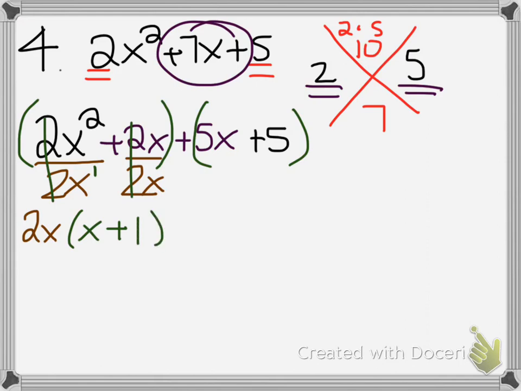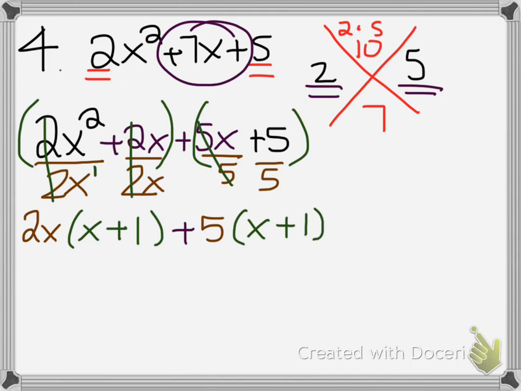So then you do the same thing, but with the second piece. So 5x and 5. The only thing I can divide out of both of those is a 5. So the 5 goes in front, and then I have parentheses. 5 divided by 5 is 1. I'm just left with an x. 5 divided by 5 is 1.